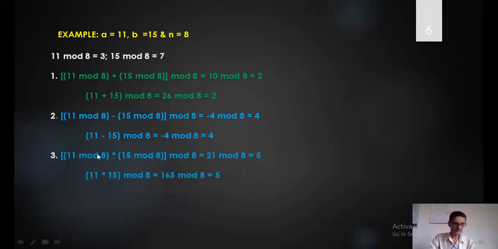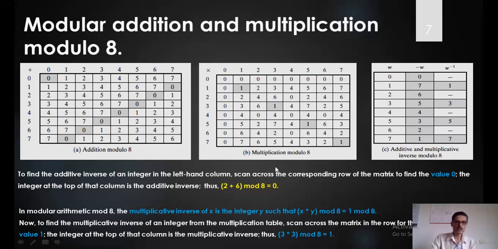Multiplication. This is 3, this is 7, 3 into 7 is 21, so 21 mod 8 is 5. A into B is 165, and 165 mod 8 is also 5. So you get the same answer. So we can say that the three properties are actually proved over here by using this particular example. Now I'll go to modular addition and multiplication under the mod 8 function.